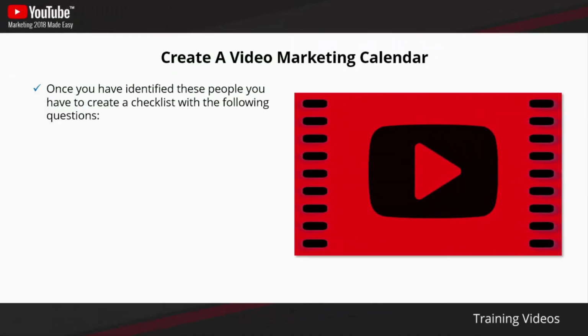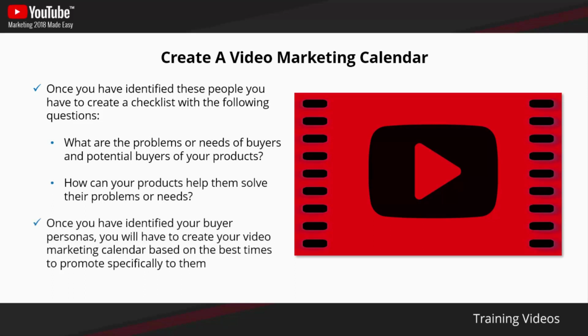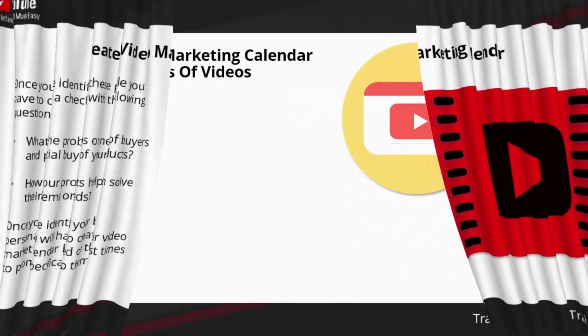Once you have identified these people, you have to create a checklist with the following questions. What are the problems or needs of buyers and potential buyers of your products? How can your products help them solve their problems or needs? Once you have identified your buyer personas, you will have to create your video marketing calendar based on the best times to promote specifically to them. To do this effectively, you will have to research what platforms your buyer personas spend the most time on, what are the best times to post content and announcements to those platforms, and what type of content is the best for engaging people on those platforms.